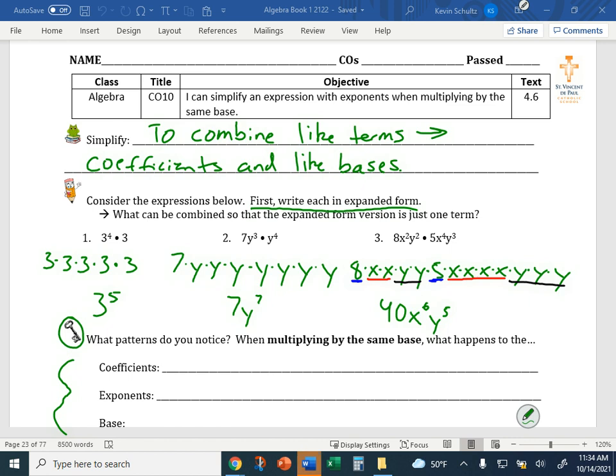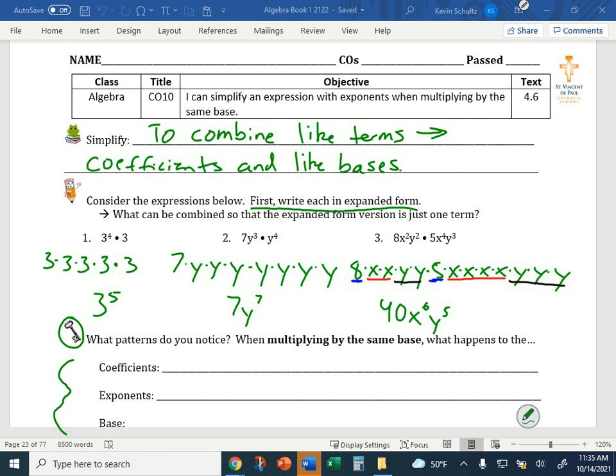What are you noticing happens? How do we combine coefficients? How do we combine exponents? What happens to the bases when we do this? Anybody see anything? Anything stand out? You can see it best in the third example there. The rules for the coefficients, the exponents, and the bases are clearest in the third one. What do you see? Lala? You multiply coefficients. That is correct.